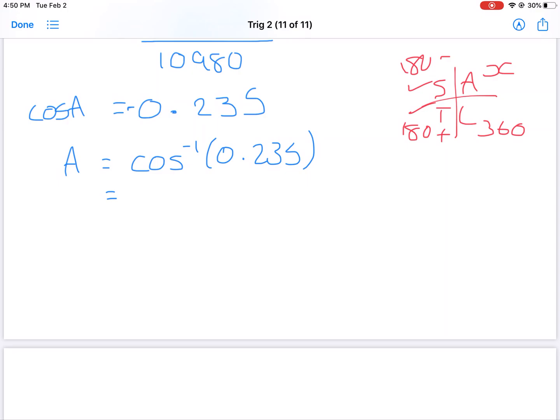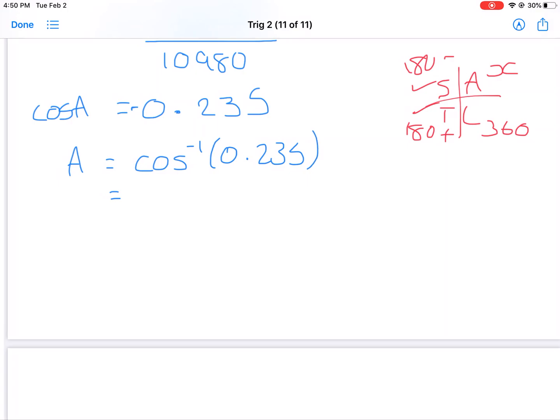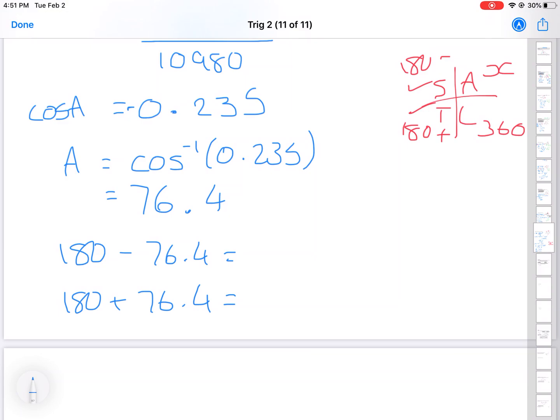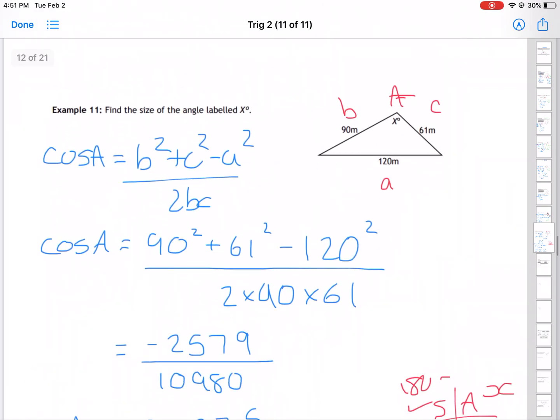So shift cos of 0.235 is 76.4 to 1 decimal place. 180 take away 76.4, and 180 plus 76.4. So if we add 180 onto that first of all, we'll get 256.4. Take it away from 180, and we get 103.6. Now the reason I've done the two of these is because we've got to now consider which one would be viable. Look back to the diagram.